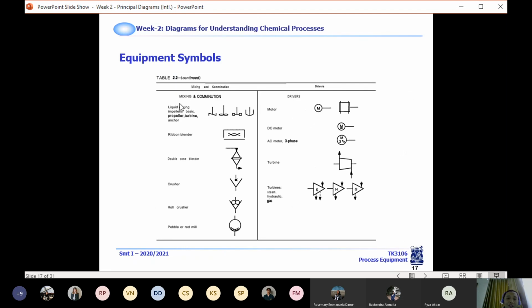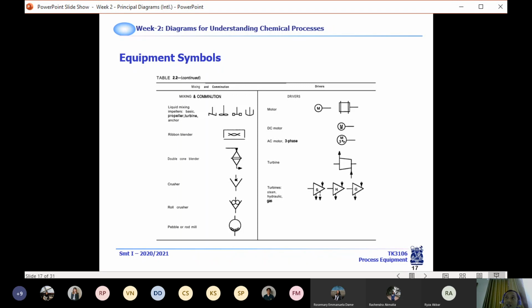Even for the blade, there are so many types of blade. Select the proper one. This one is for the driver, for example a motor driver or an electrical driver. It will also have different symbols.